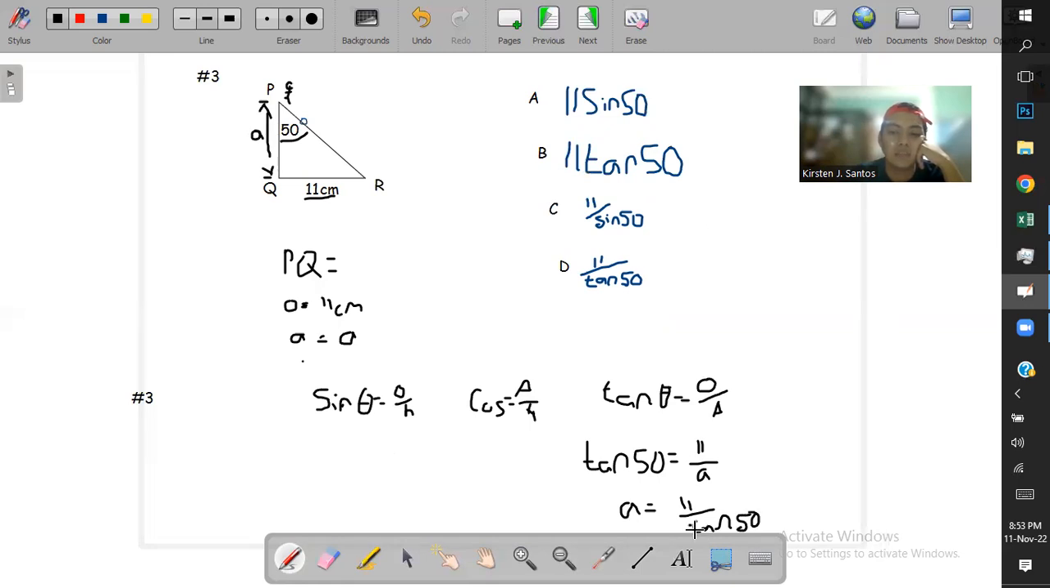I ran out of space, but A is equal to 11 over tangent of 50 is what we're looking for.